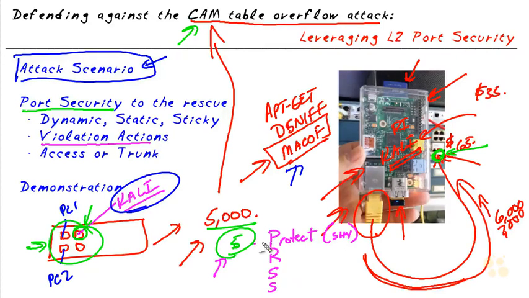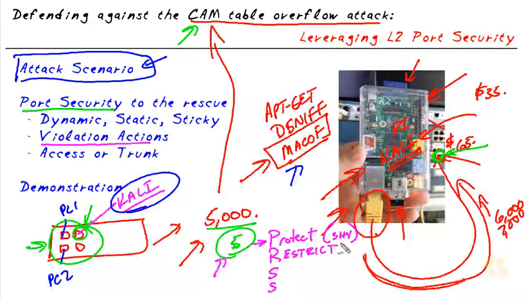And that's why we're very likely not going to want to use protect as the violation action, because we want to know about it. We want to get a syslog message. We want SNMP messages. And protect doesn't give it to us. The next option is restrict. Let's write this one out together too.